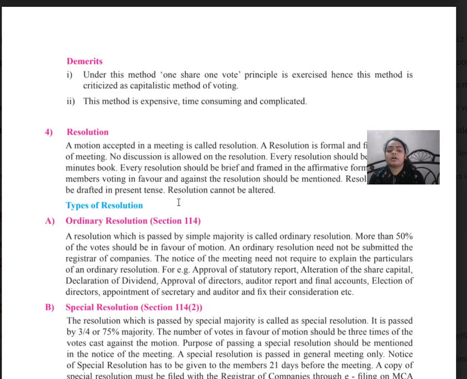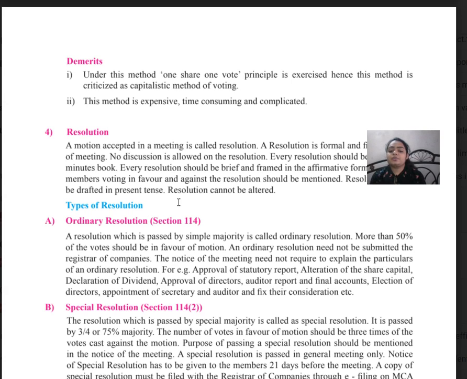So basically, an ordinary resolution is passed by simple majority. In that, more than 50% of the people have cast their votes in favor of the motion, and an ordinary resolution need not be submitted to the Registrar of Companies, and it does not require approval in the meeting, and does not require explaining the particulars of the ordinary resolution.